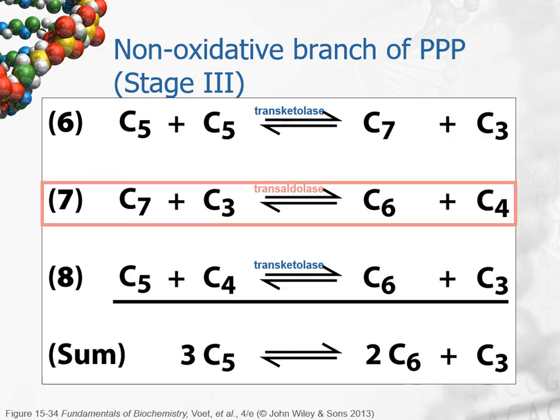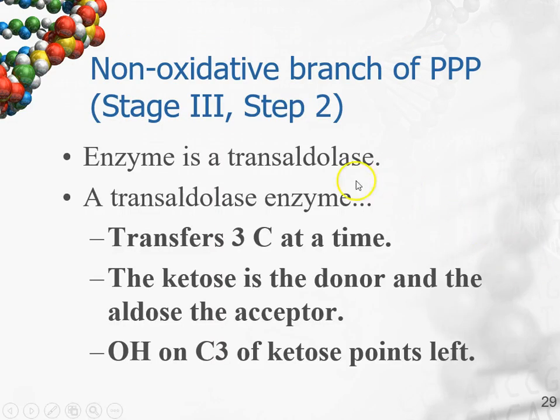Let's look at the second reaction in stage 3. Here we will take these 2 products and we will react them, but this time the enzyme is a transaldolase. And there are some similarities, but there's one difference in that the transaldolase will transfer 3 carbons at a time. The ketose is still the donor and the aldose is still the acceptor. And when you're drawing structures on the ketose, the OH on the carbon number 3 points to the left.